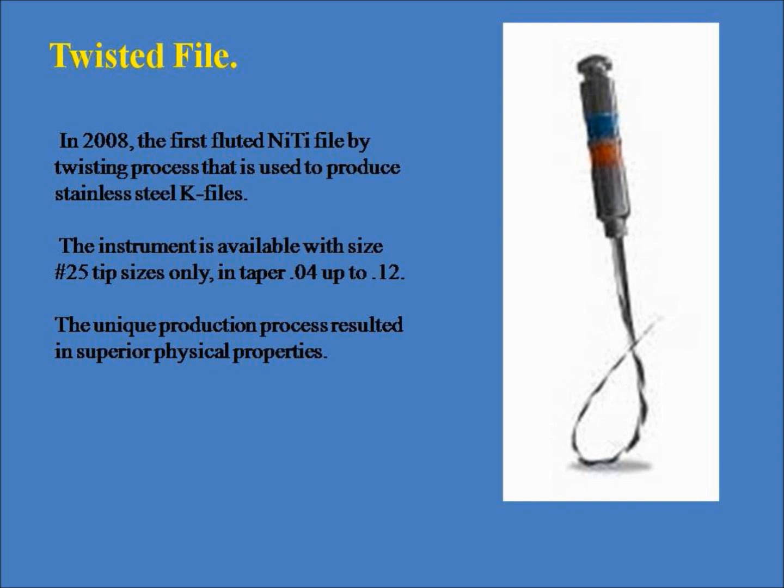The Twisted File. In 2008, the first fluted nickel titanium file was introduced, manufactured by plastic deformation, a process similar to the twisting process that is used to produce a stainless steel K file. This is done when the thermal process allows twisting during a phase transformation into the R phase of nickel titanium. The instrument is available with an ISO 25 tip size only, in taper .04 up to .12. This production process results in superior physical properties.